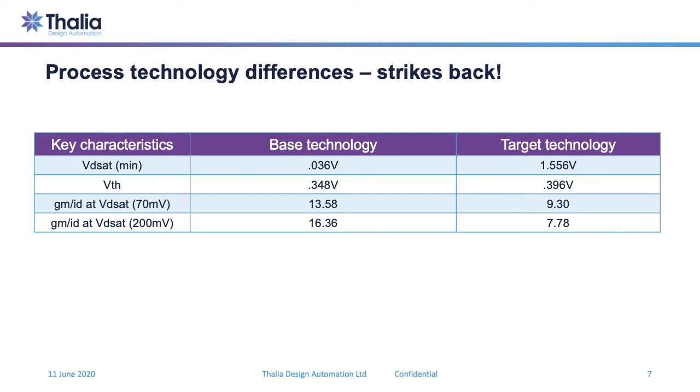What this means is, for a given ID, you have lower GM in the target technology, and to achieve the same GM, you need to pump in more ID. So essentially, this is the root cause of why the transistors were moving into triode region in the target technology. The solution here is to recover the lost VD-SAT so that you can have higher gain. I'll talk about the topologies in the next slide.